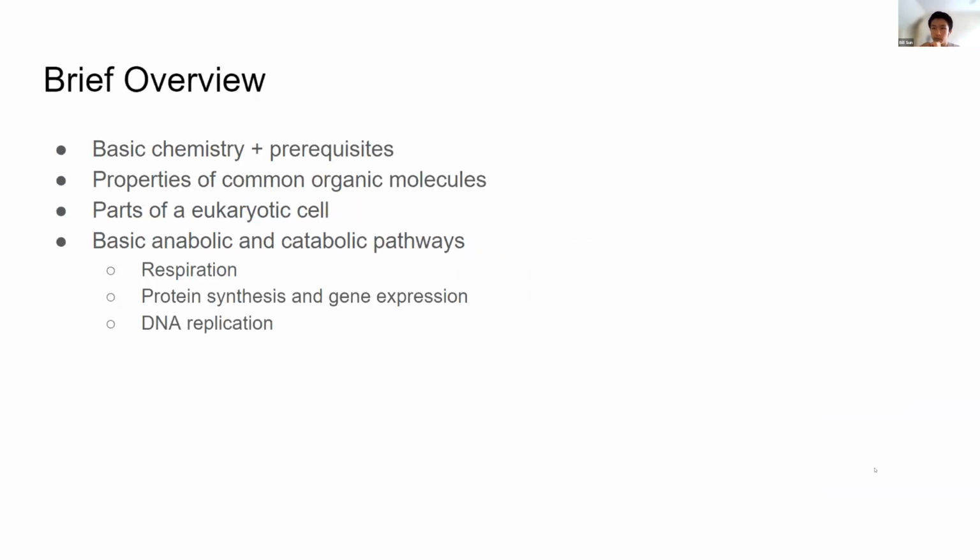Okay, so as a brief overview for today, we'll be going over some basic chemistry and prerequisites to understanding biology, as well as some common organic molecules and their properties. Then I'll be going over the parts of a eukaryotic cell and some basic anabolic and catabolic pathways that you may need to know. Oh yeah, by the way, if you have any questions, just feel free to message me in Q&A, or if I'm going too fast or anything, just tell me.